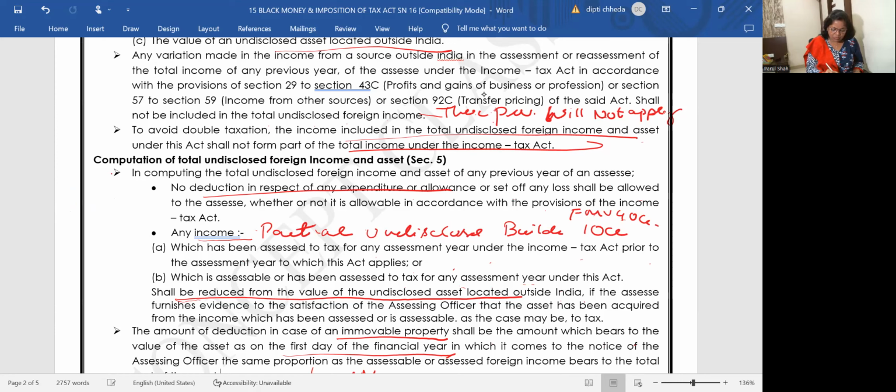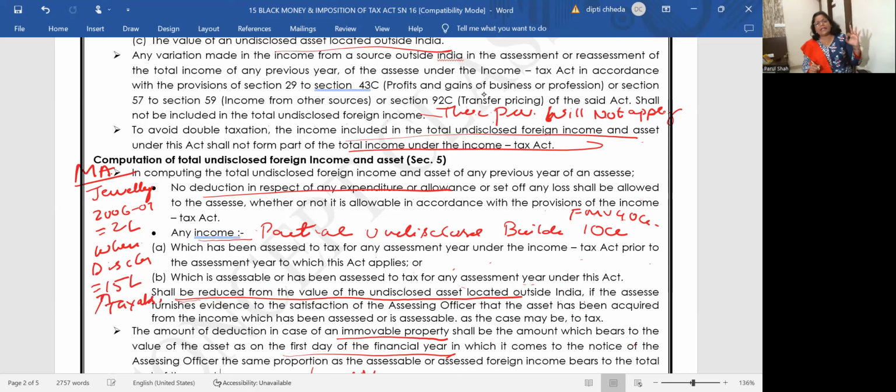If the jewelry, that is movable asset, MA, is purchased in 2006 and 7 for 2 lakh, when disclosed, the value is 15 lakhs. So this value will be taxable. Fair market value. The year in which it got disclosed on that 1st April, whatever is the fair market value, that will be taxable. Ma'am, why did you minus here? This is only for immovable property. They are taking proportionate. Movable asset ke liye kuch nahi hai.